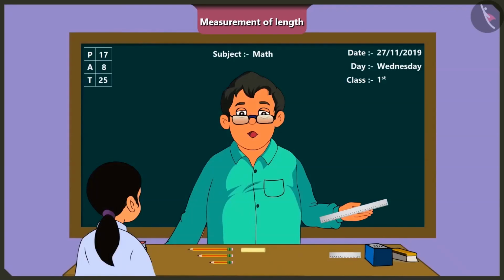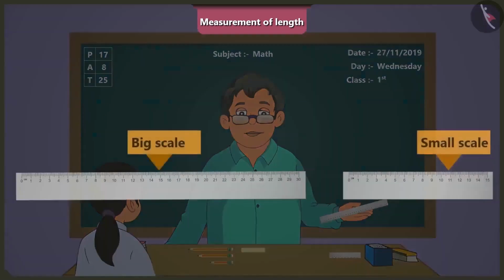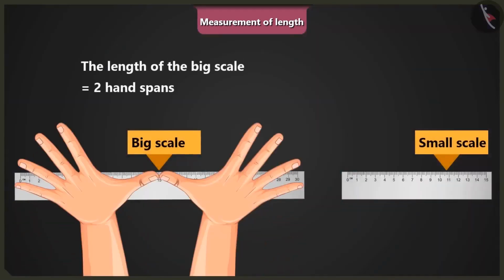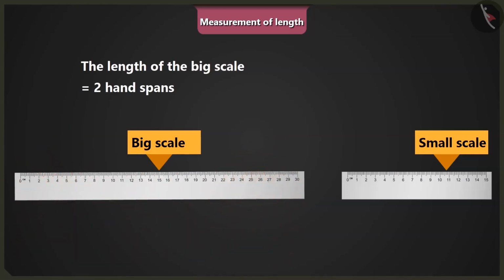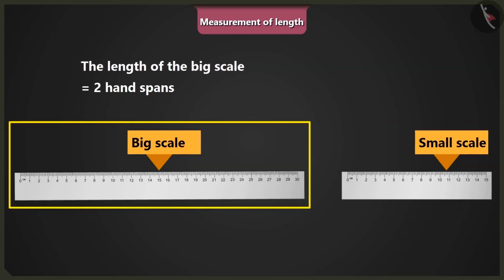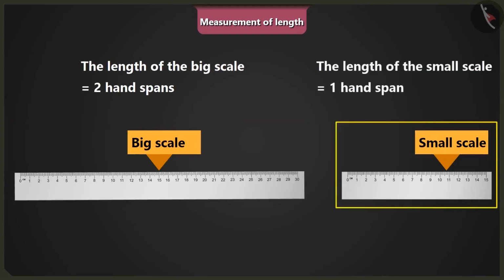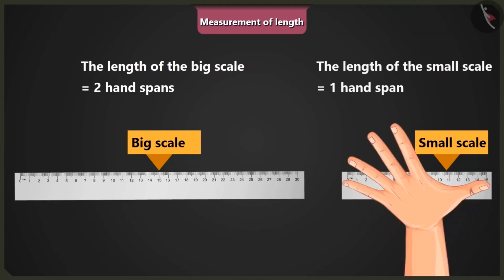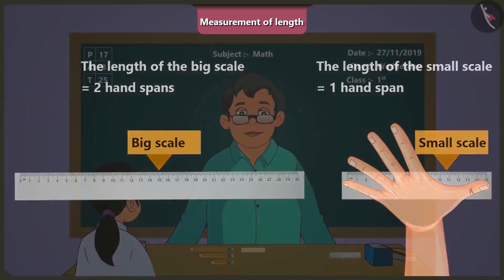Now look at the length of this big scale. It is equal to the length of 2 times my hand span. Can you determine the length of the smaller scale without measuring? Sir, the smaller scale seems to be of half the length of the bigger scale. Then the length of the smaller scale should be equal to your 1 hand span.